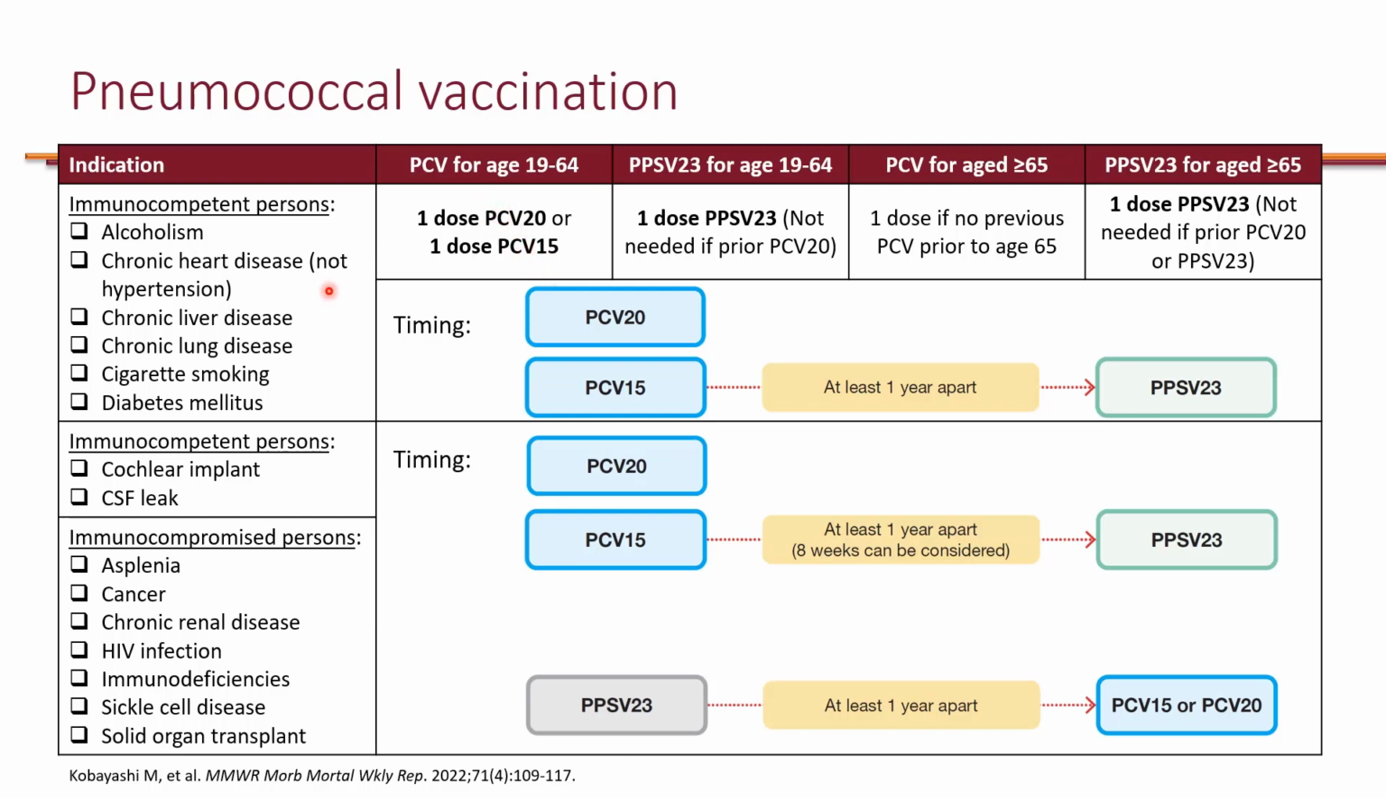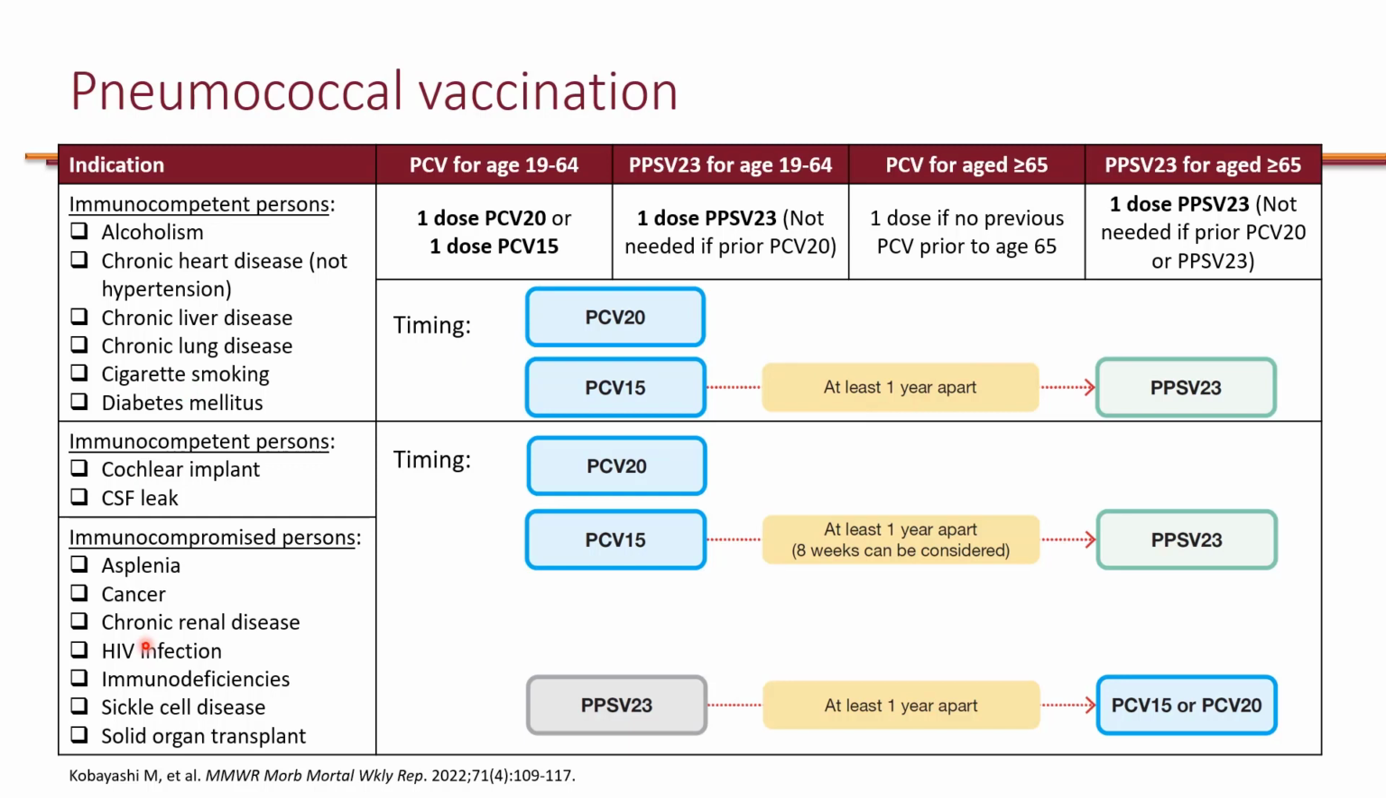It's important to prevent invasive and non-invasive pneumococcal infection in these individuals. Now, if they do choose to get PCV15, it is recommended for them to get 1 dose of PPSV23, and it is important to get it at least 1 year apart. Now, this 1 year apart becomes essentially 8 weeks for those higher risk.